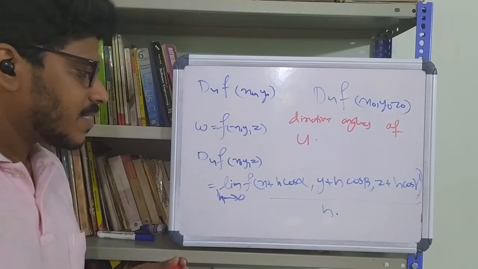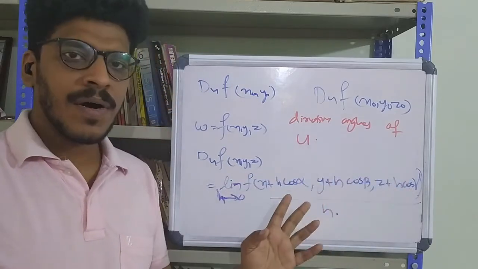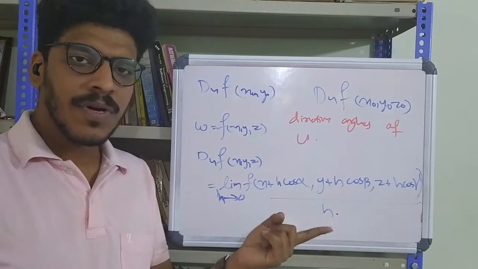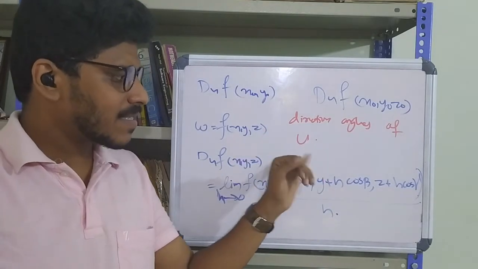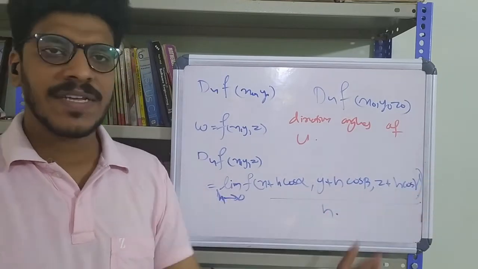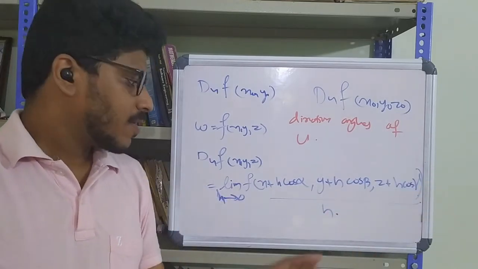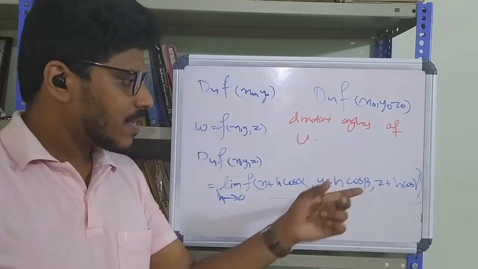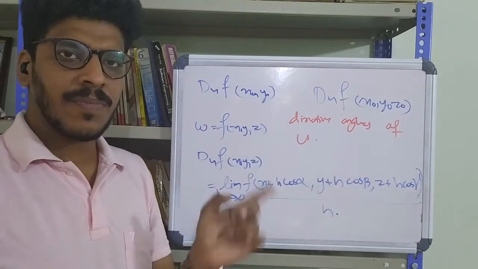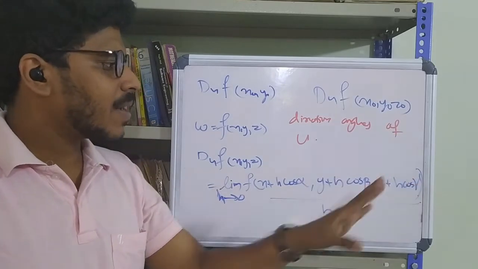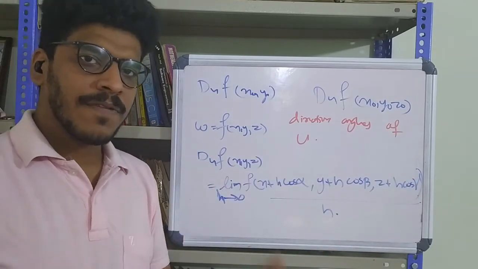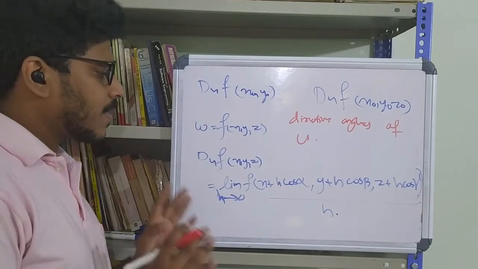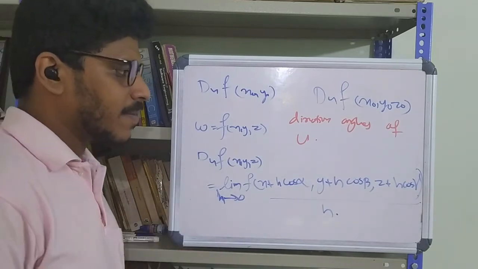Right, which means alpha, beta, gamma are the angles made by the unit vector u with the positive x-axis, the positive y-axis, and the positive z-axis respectively. So alpha is the angle made by u with the positive x-axis, beta is the angle made by u with the positive y-axis, and gamma is the angle made by u with the positive z-axis. Alright. So this is the formal definition of the directional derivative of a three-variable function.